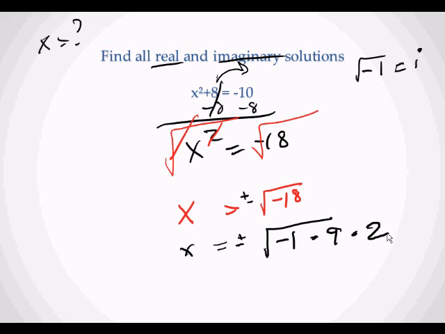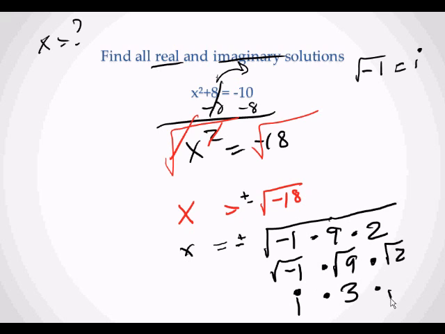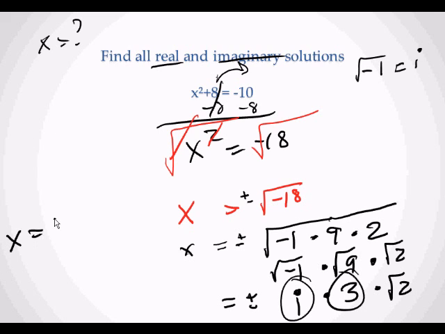So x equals plus or minus the square root of negative 1 times 9 times 2. Would you agree 18 is 9 times 2? And then since it's negative, you have a negative 1. So we have the square root of negative 1 times the square root of 9 times the square root of 2. Square root of -1 is i. Square root of 9 is 3. Square root of 2 is just the square root of 2. And we have a plus or minus in front.